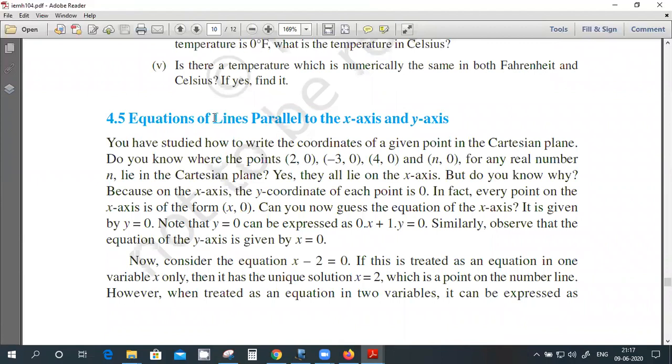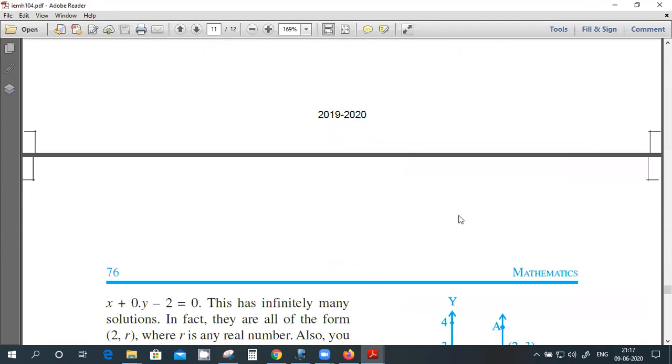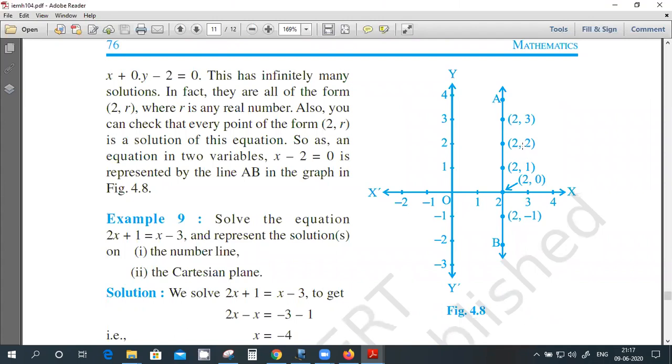So have you come across a line parallel to the x-axis and one parallel to the y-axis? Not in school. This line is parallel to which axis? Yeah, this is parallel to the y-axis.